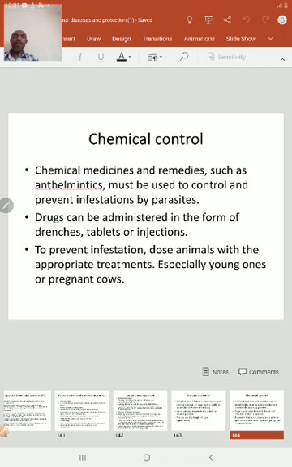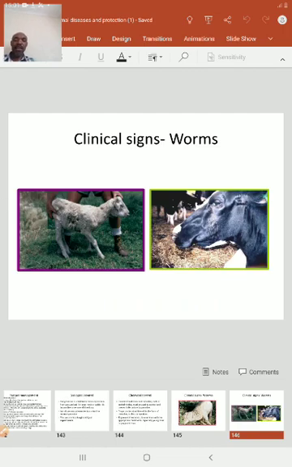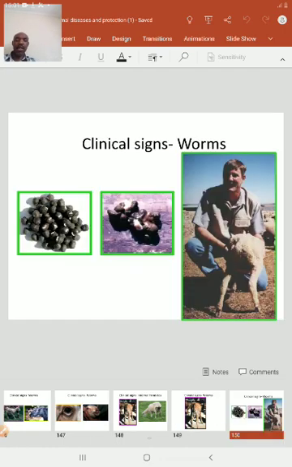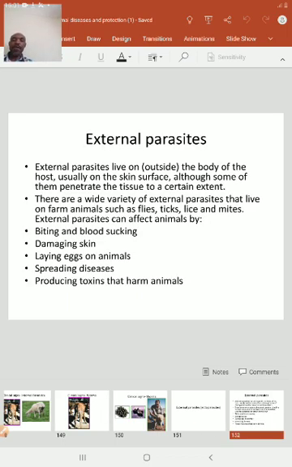Chemical ways of dealing with the worms, you can use anthelmintics and also some other drugs in the form of drenches, tablets, and injections as well. These are some of the signs you see when animals are infected by these worms. So you need to get rid of these ectoparasites, external parasites. This is what they do. They bite and suck blood.